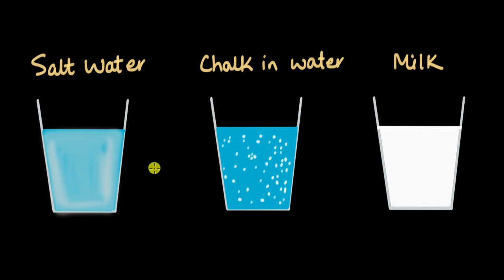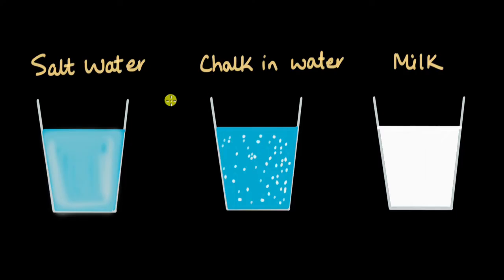We have these three mixtures in front of us. There is salt water, there is chalk in water, and there is milk. Can you categorize these mixtures according to what you observe, what you see? Well, you might be thinking we can categorize them as heterogeneous and homogeneous mixtures.